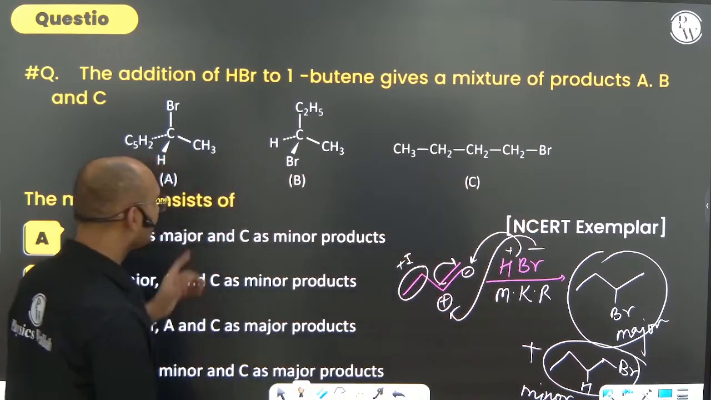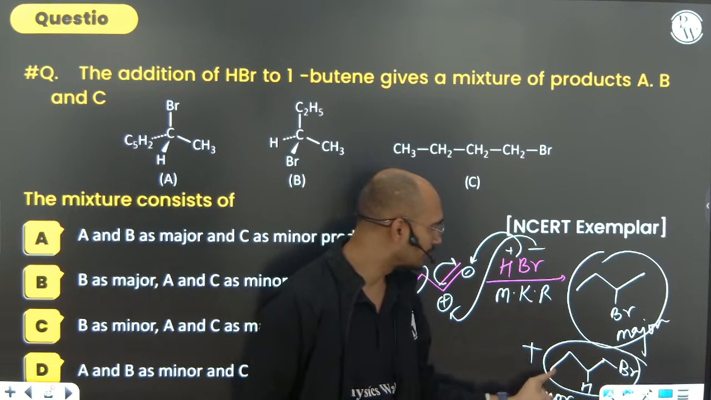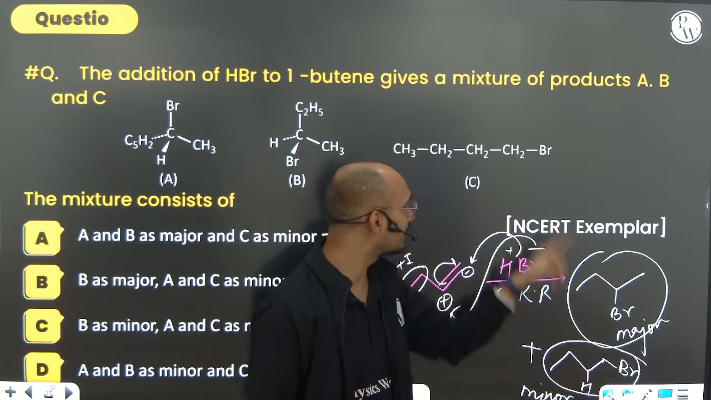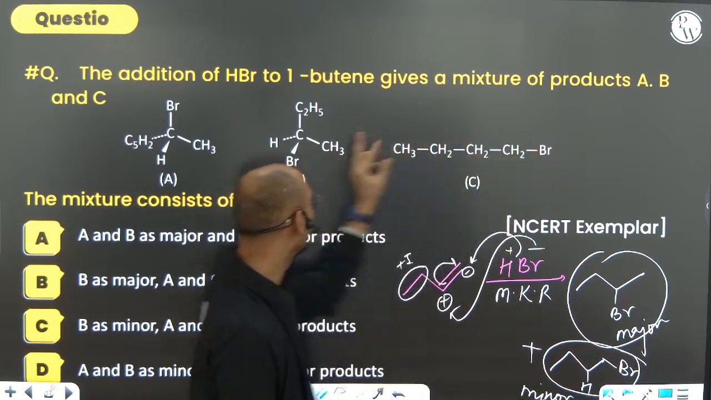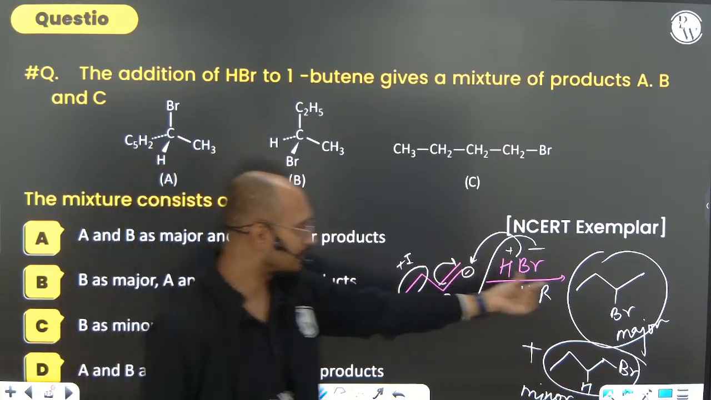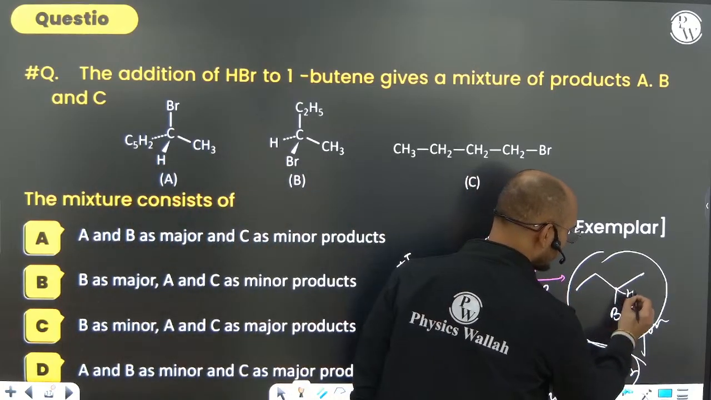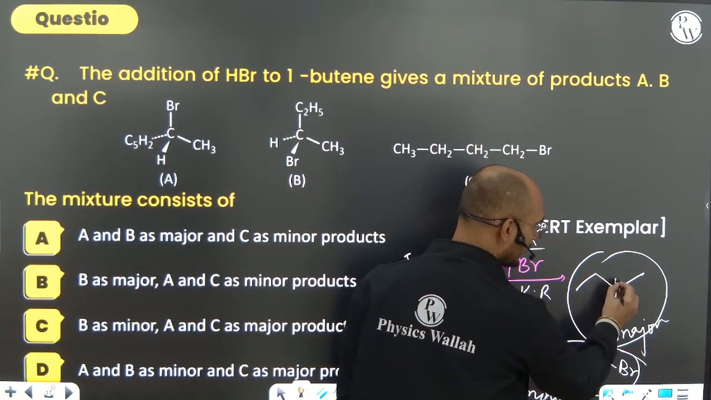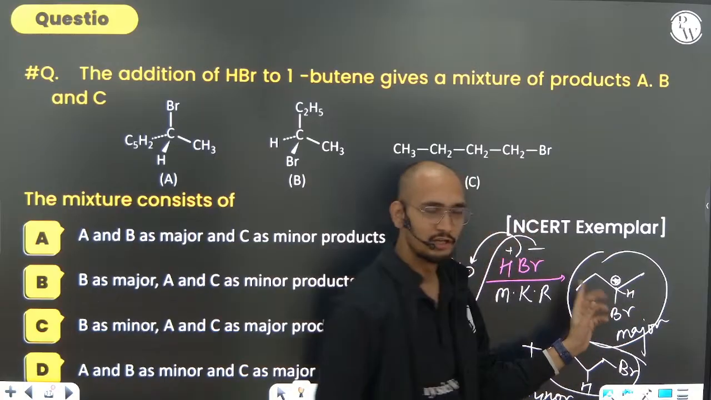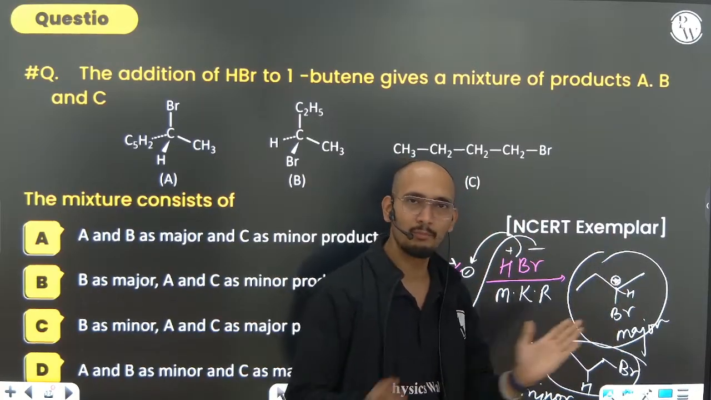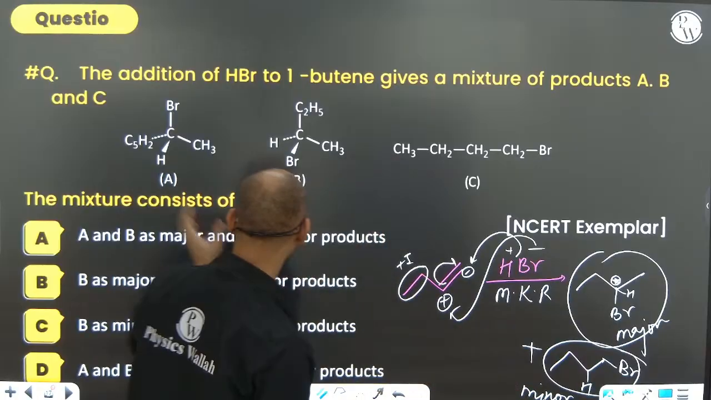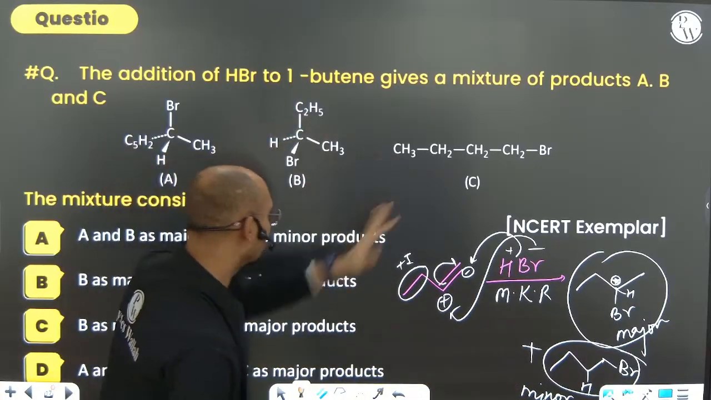So can you see that this is nothing but 1, 2, 3, 4 and 1 Br at the last. So this is minor. C is minor, while A and B, what are they? Can you see that this is optically active? It is optically active because there is a chiral carbon. So this will have D and L forms, both of them in a 50-50% ratio. So A and B will be major while C will be minimum.